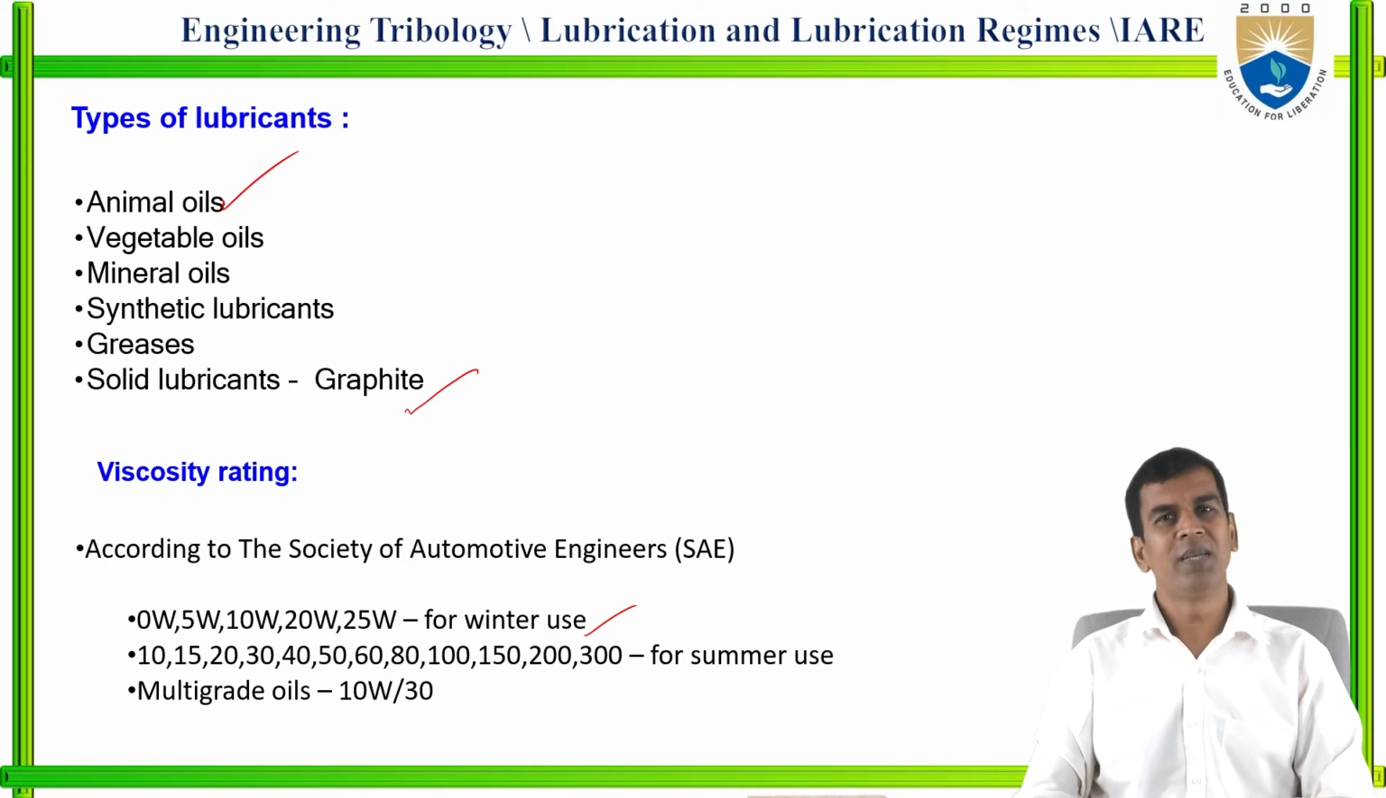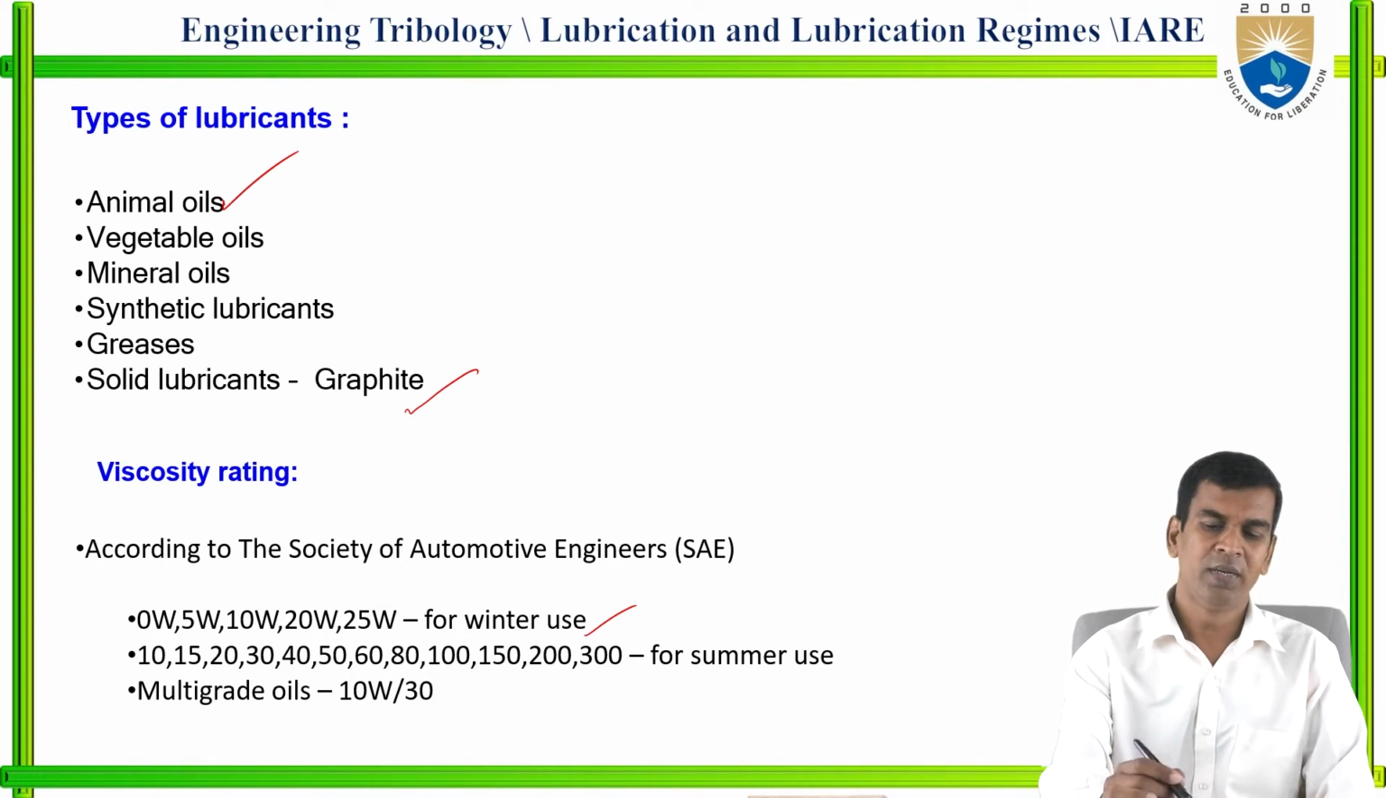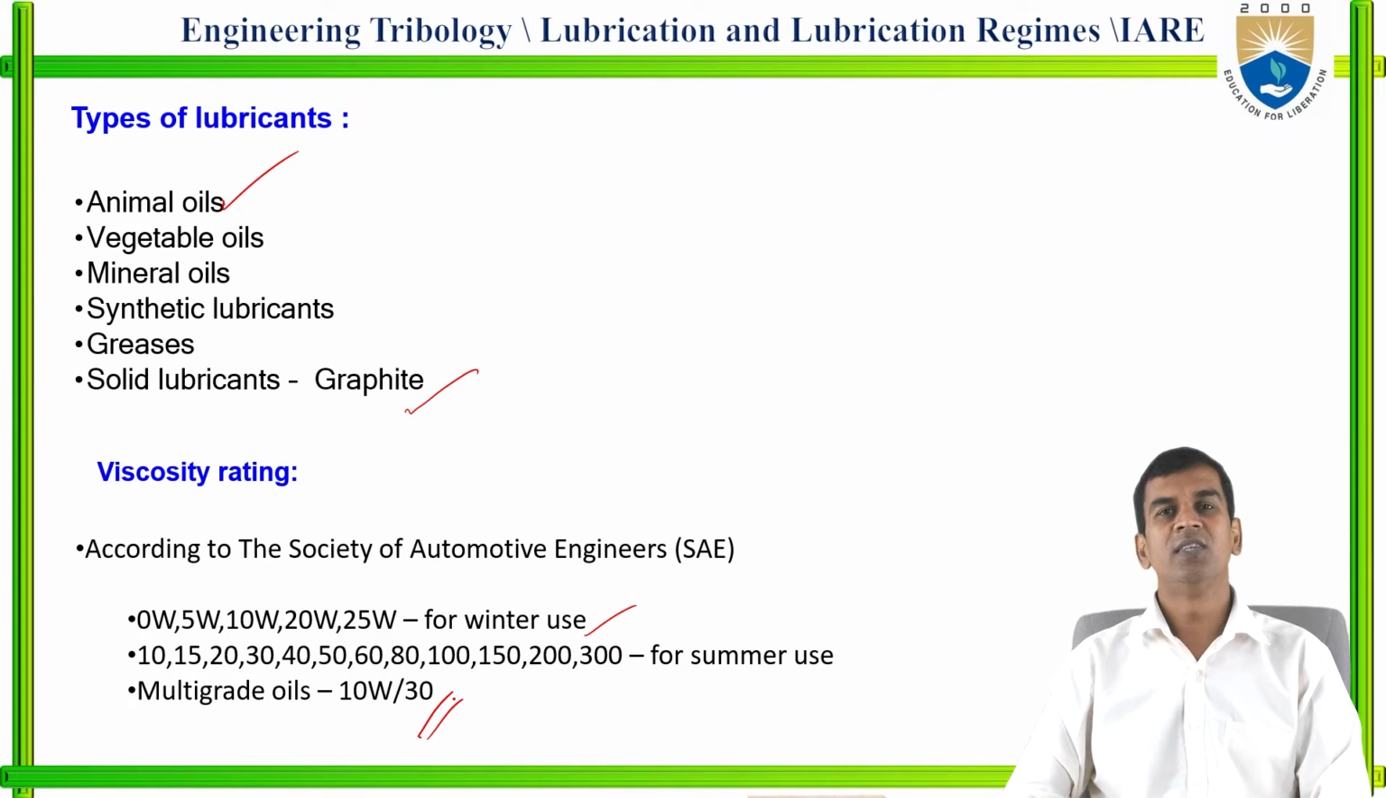Multigrade oils are also available, 10W by 30, like that you can see. Whatever the engine oils normally used in our automobiles is nothing but 10W by 30. These are called multigrade oils.